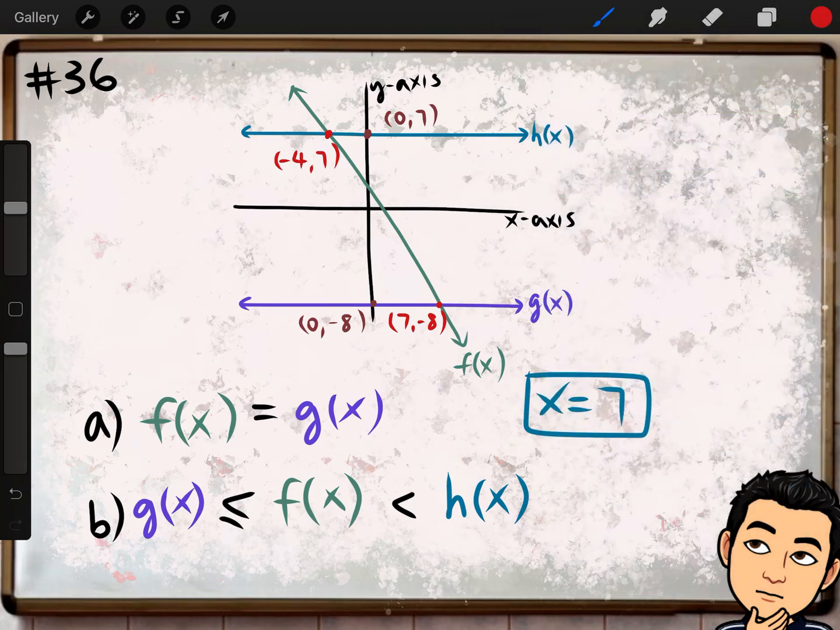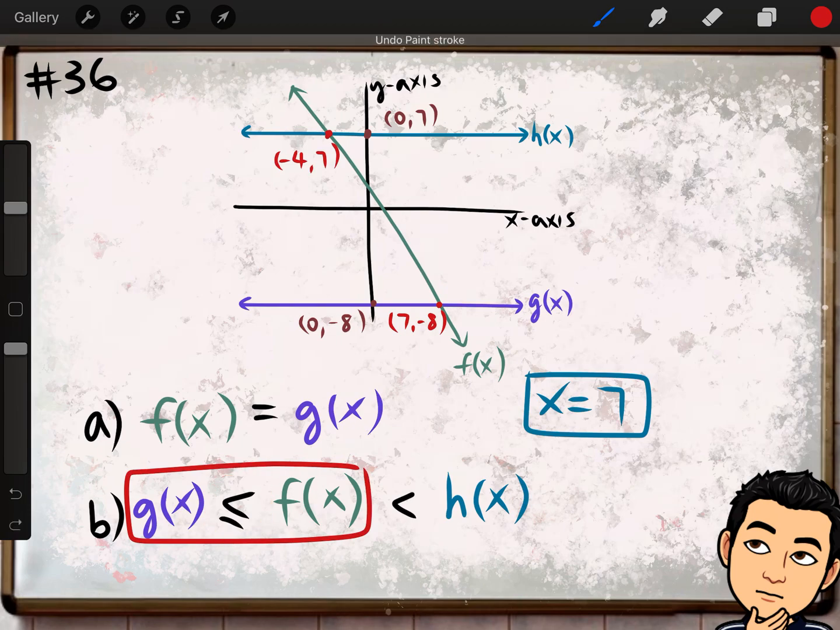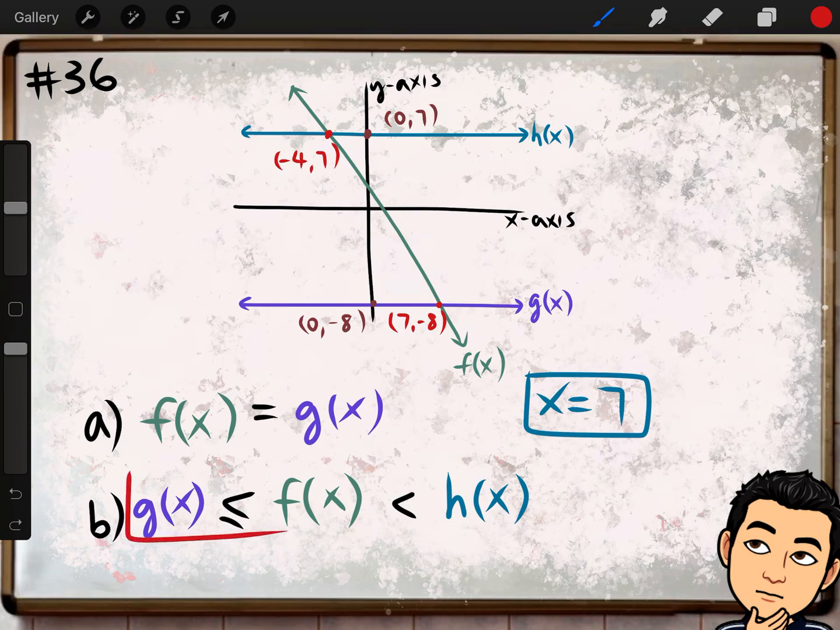So g of x is less than f of x. There's an inequality symbol, but don't let that fool you. Just make sure you know that f of x is equal to g of x. This is where x equals 7. So just put 7, and then use the inequality symbol.